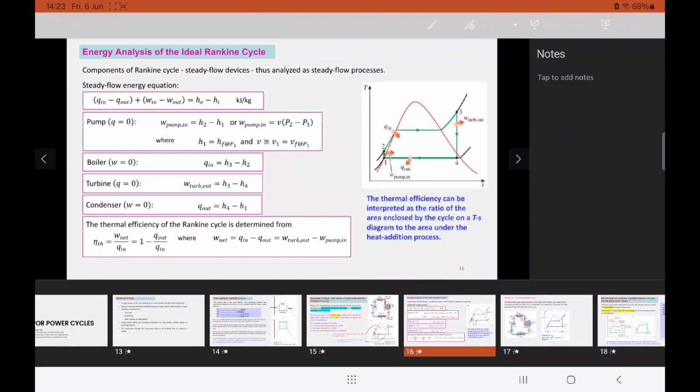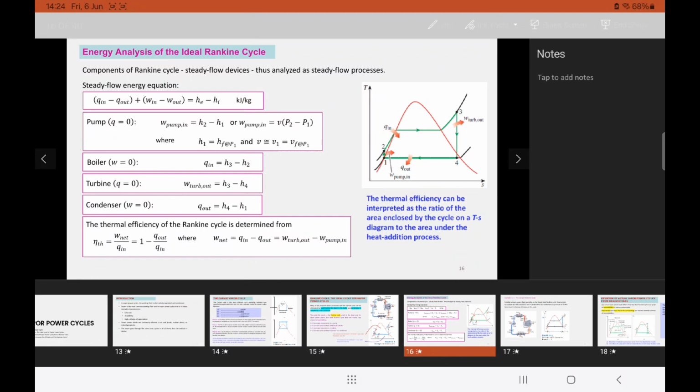So when we do energy analysis on our ideal Rankine cycle, first we see that the components or devices that we have in the cycle are all steady flow devices. So the analysis that we do is based on steady flow processes. From the energy balance equation for steady flow processes, we have Q in minus Q out plus W in minus W out, and that is equivalent to the difference in enthalpy. And then we go component by component.